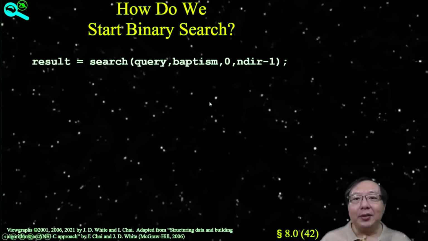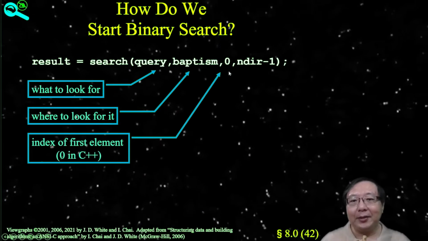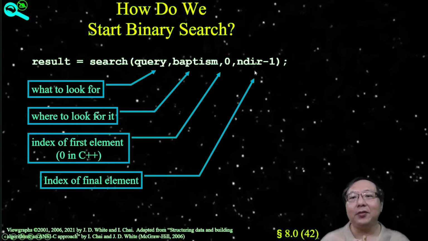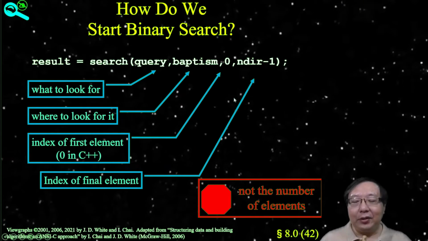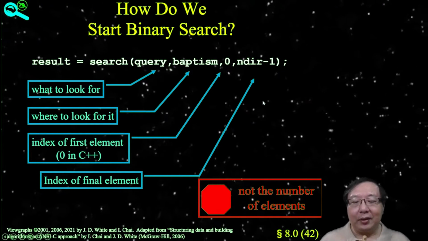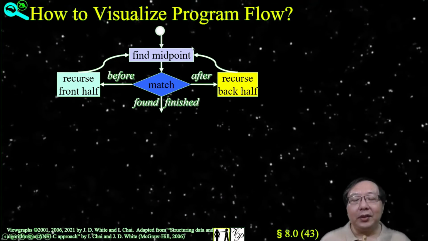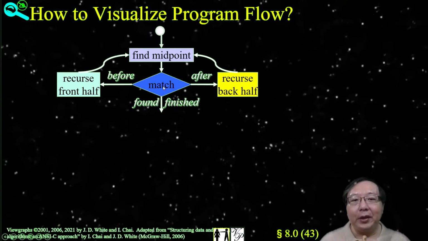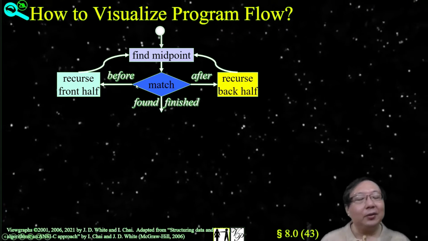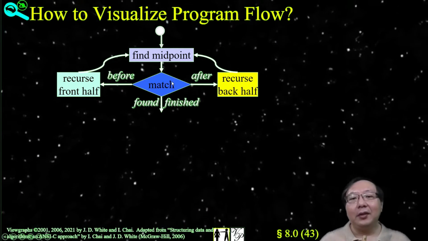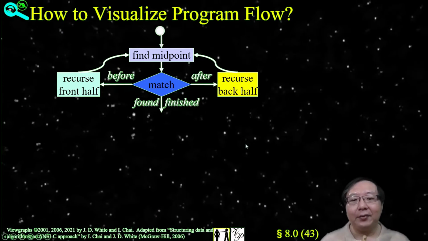So how do we start the binary search? It's just like before, except that this part is the same, this part is the same, this part's different. You have to tell it the first element to search for and the last element to search for. And you're not telling it the number of elements like you did in the sequential search. So to visualize the program flow, we find a midpoint. If we found a match, then we say finished. If we didn't find a match, then we do a recursive call on the first half if it's less, or a recursive call on the second half if it's more.